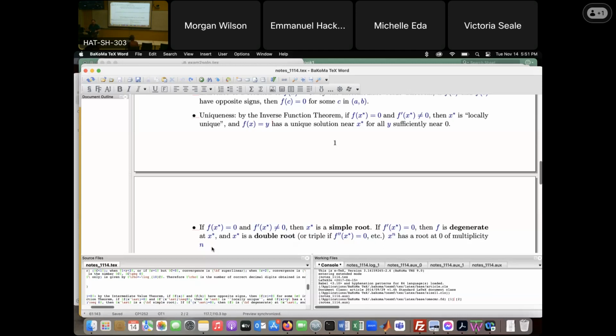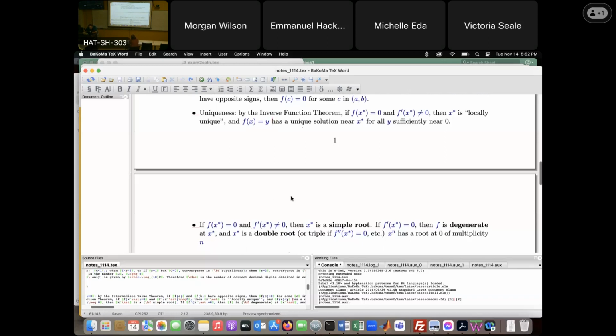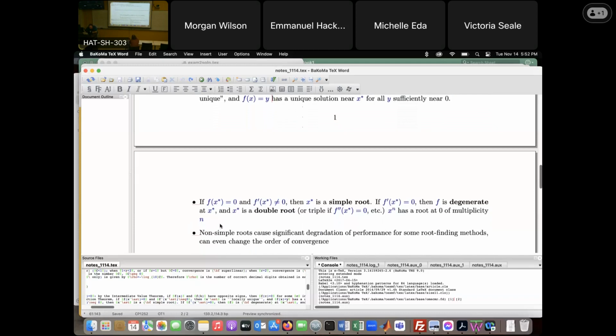They may show rapid convergence when you have a simple root, but if you try the same method where it's a double root or worse, then you lose that rapid convergence. So basically multiple roots are like the kryptonite of root finding methods. Okay. What else to say?